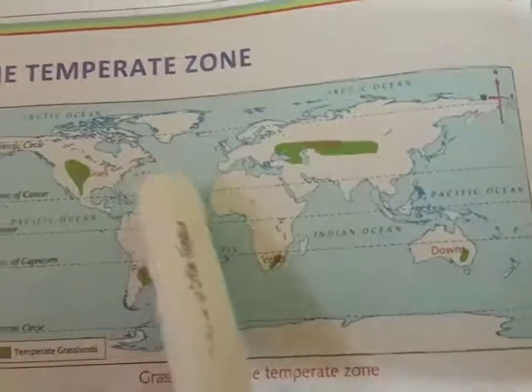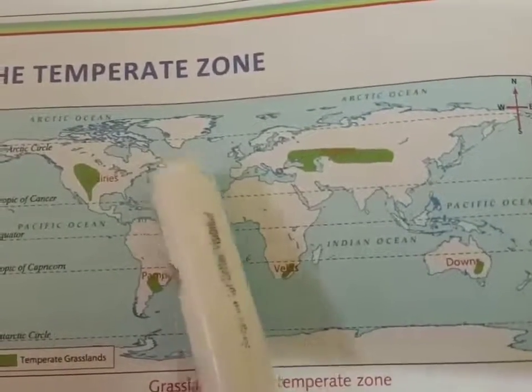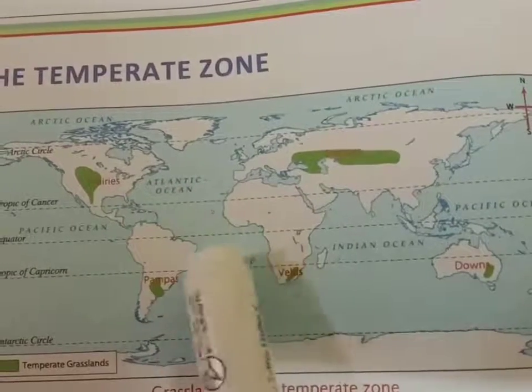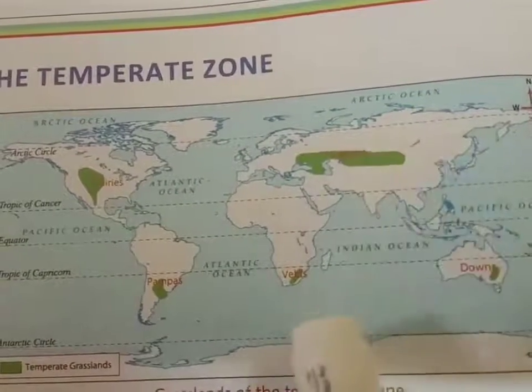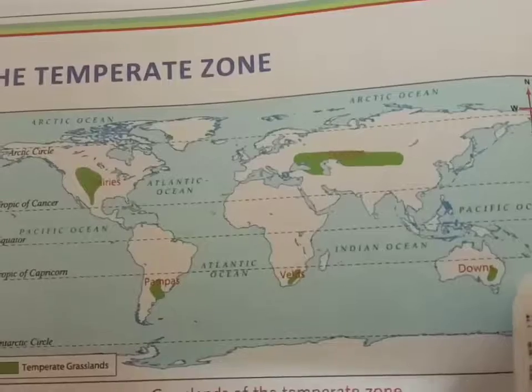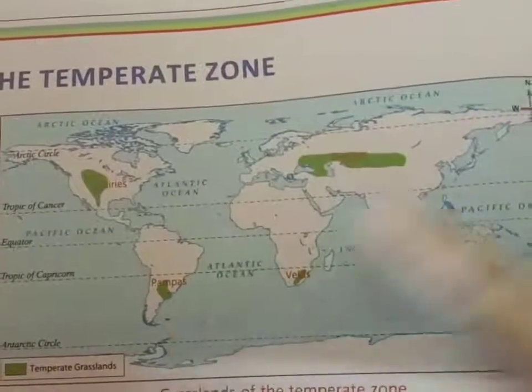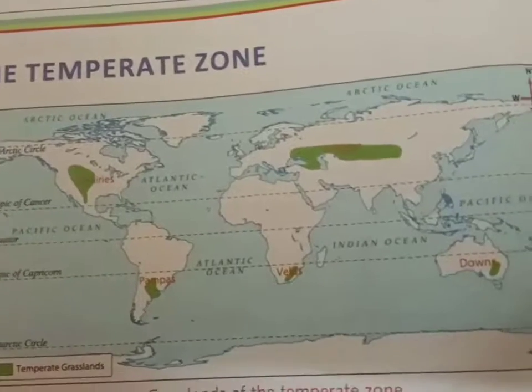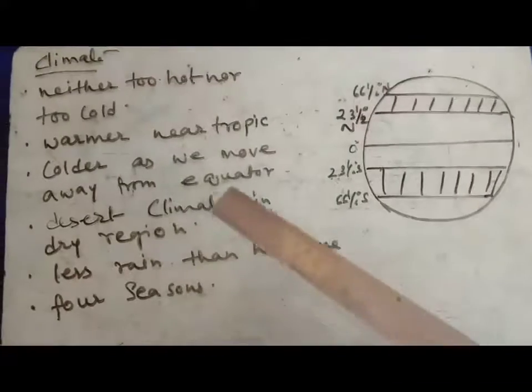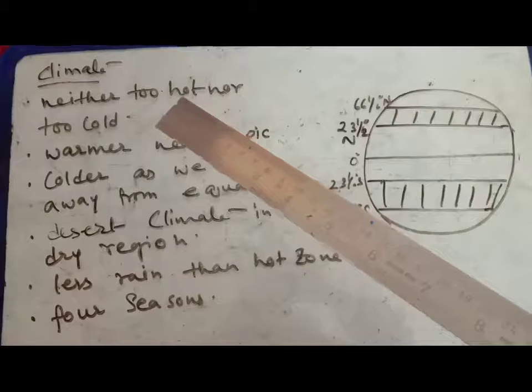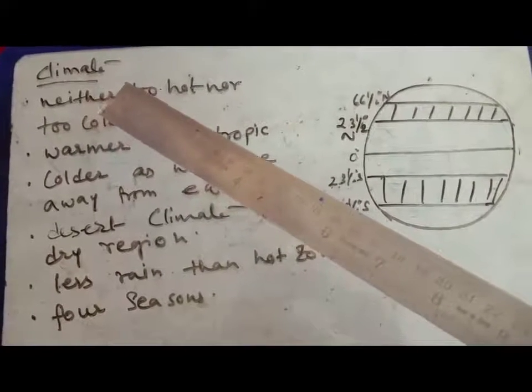Now how many grasslands are we getting? Prairies, pampas, steppes, veld and downs. This is 1, 2, 3, 4, 5 temperate zone grasslands we have got. Now I'm going to explain the climate of the temperate zone.